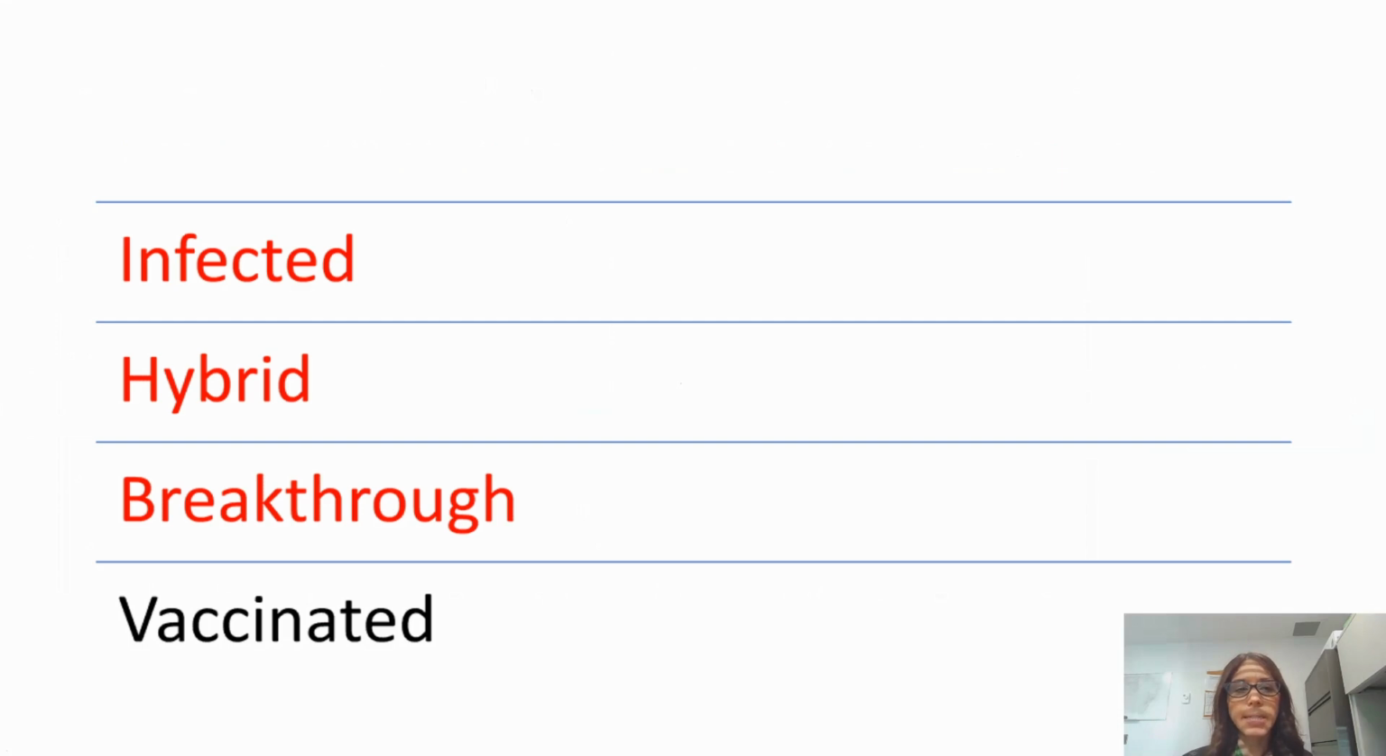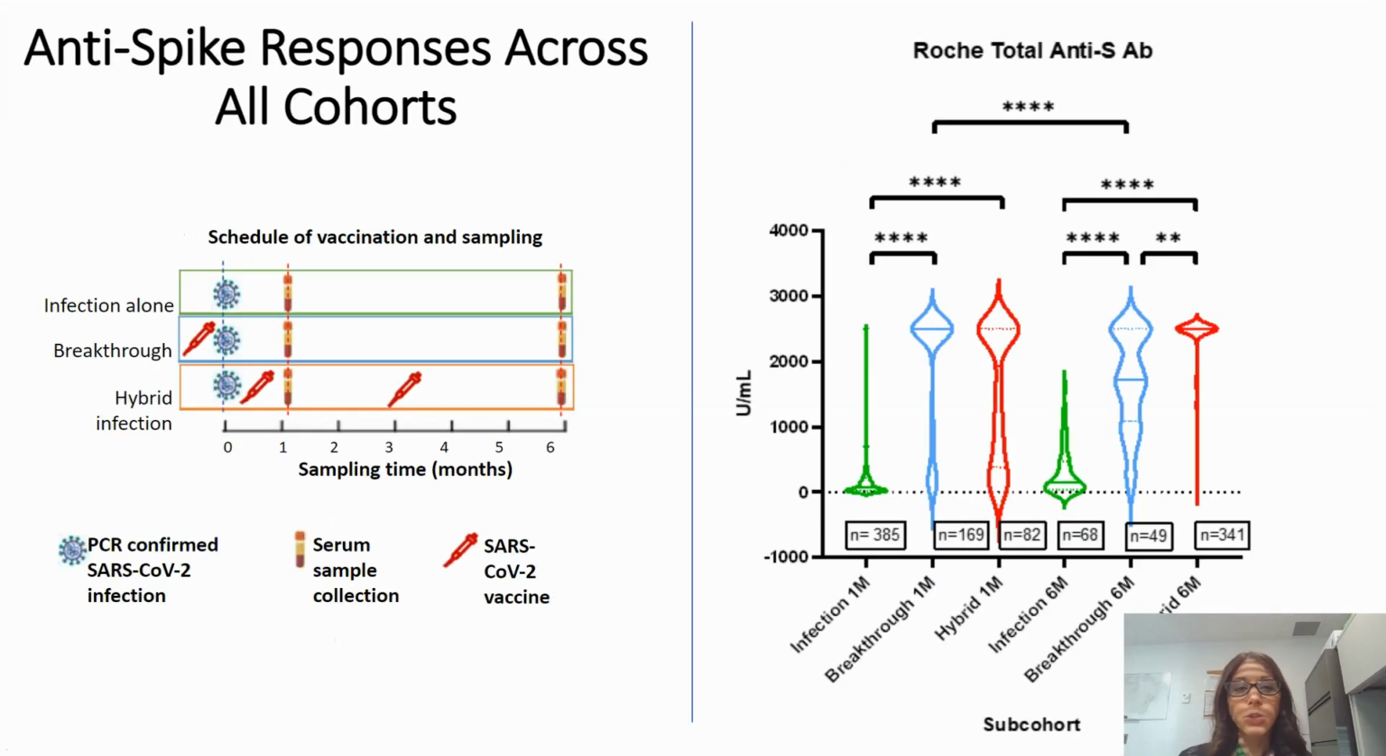Next, we're going to look at antibody data that compares results for the groups shown in red. The vaccinated group data is still being analyzed, but I'm going to heavily discuss how the hybrid and breakthrough data compare to the infection alone. So recall the cohorts that we have, which include infection alone, breakthrough, which is receiving a vaccine and then becoming infected, and hybrid, which is getting infected first and then receiving a vaccine. So the total anti-spike antibodies is performed on the Roche assay, shown on the right-hand side for each cohort at the 1 and 6 month time points post-infection.